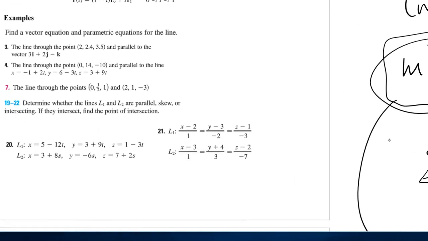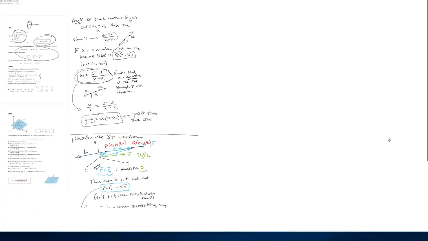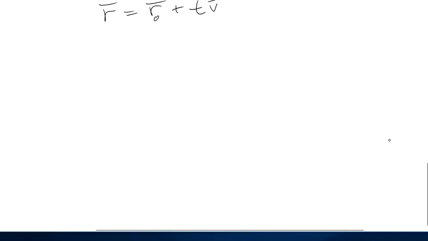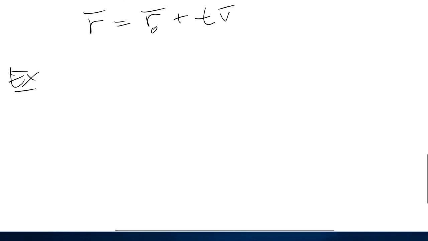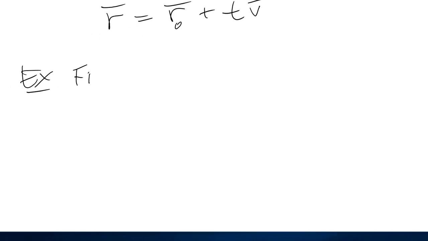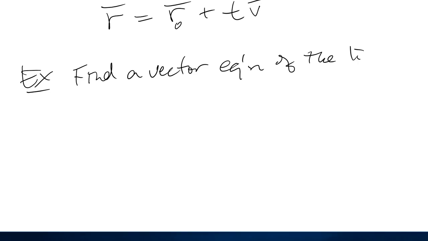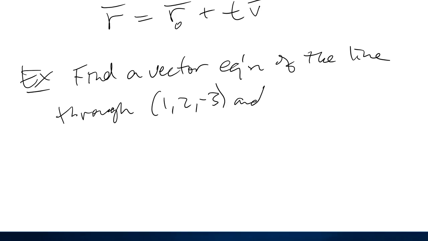Find a vector. Okay, so it's all this stuff. Let me just do an actual example that I'm just making up. An example of this would be: find a vector equation of the line through the points, let's say (1, 2, -3) and (-1, 4, 6).